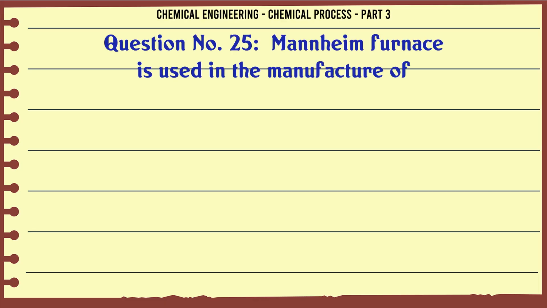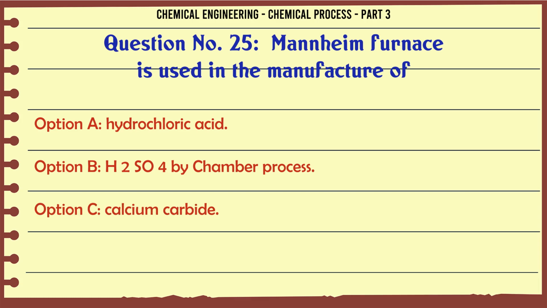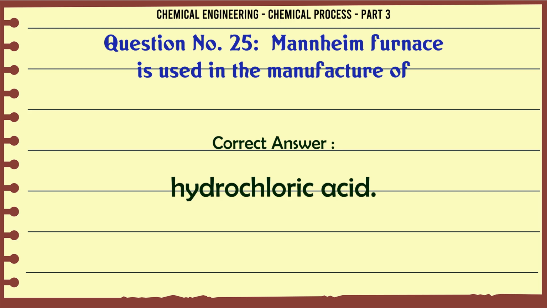Mannheim furnace is used in the manufacture of: A. Hydrochloric acid, B. H2SO4 by chamber process, C. Calcium carbide, D. Corundum. The correct answer is hydrochloric acid.